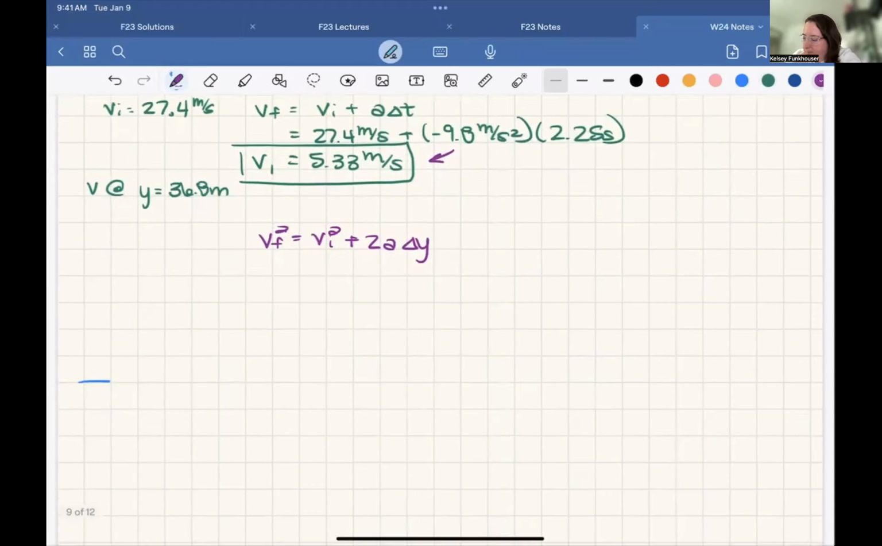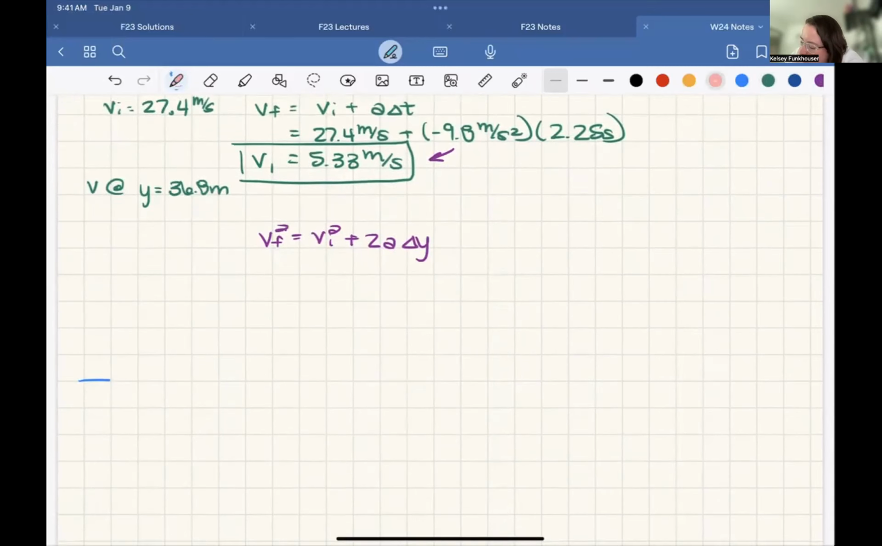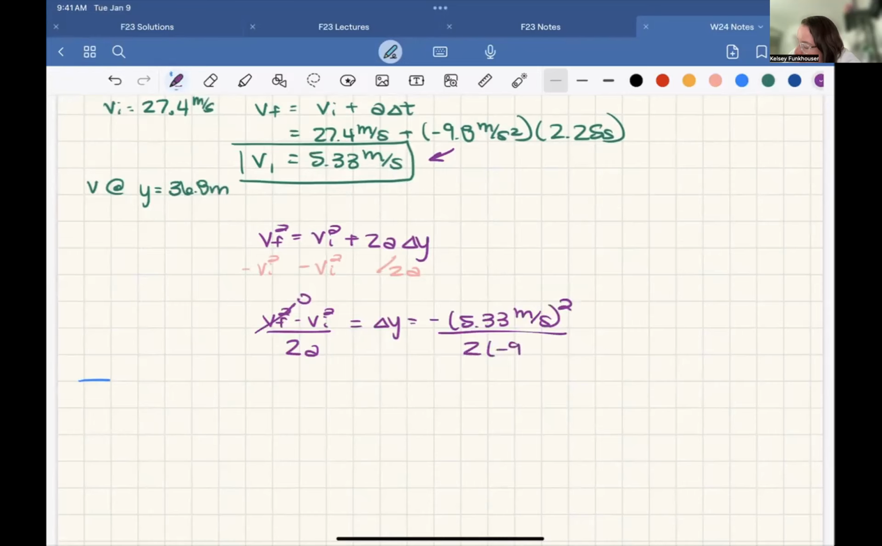It's a little tricky. Okay, let's do some algebra. Minus v initial squared from both sides, and then we're going to divide 2a from both sides. And that gives us v final squared minus v initial squared divided by 2 times the acceleration is the displacement. And the final velocity is 0 because it's at its highest point. This is 5.33 meters per second squared divided by 2 times negative 9.8 meters per second squared.